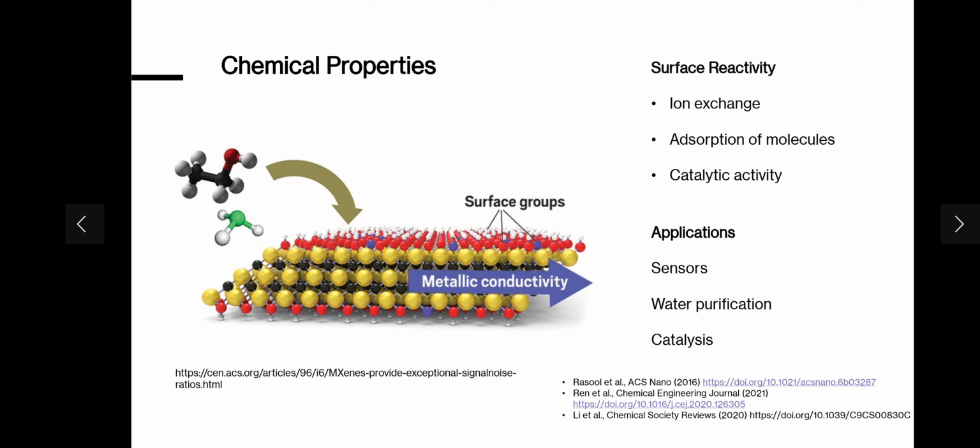MXenes also have various chemical properties, for example their surface reactivity. MXenes are chemically active due to surface terminations. Again, we'll go back into the functional groups, such as the hydroxy, the fluoride groups, or any carboxy groups. All of these could promote ion exchange, also absorption of molecules and catalytic activity.